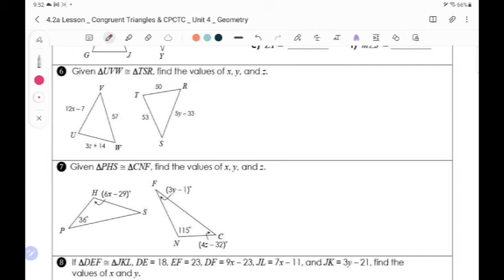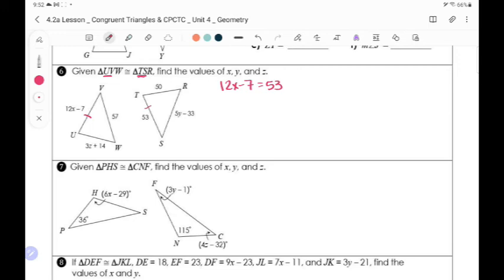So we just need to match them up. Let's look first at x. X is right here on UV, and UV is the first 2 letters when we named that triangle, so we need to look at TS. TS is right here. I just marked it with the same color. So what I'm going to do is say 12x minus 7 has to equal 53.